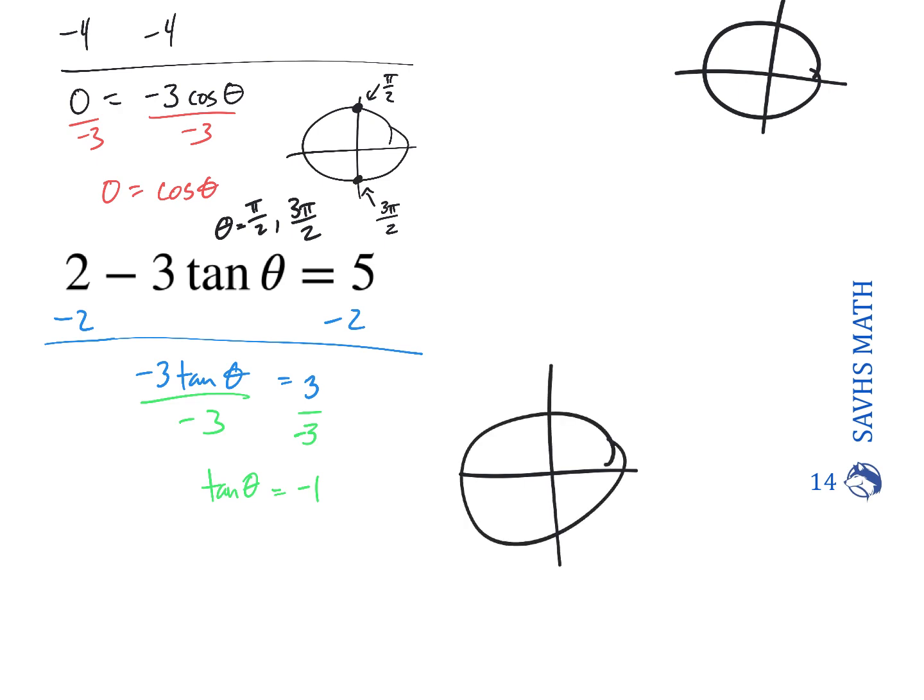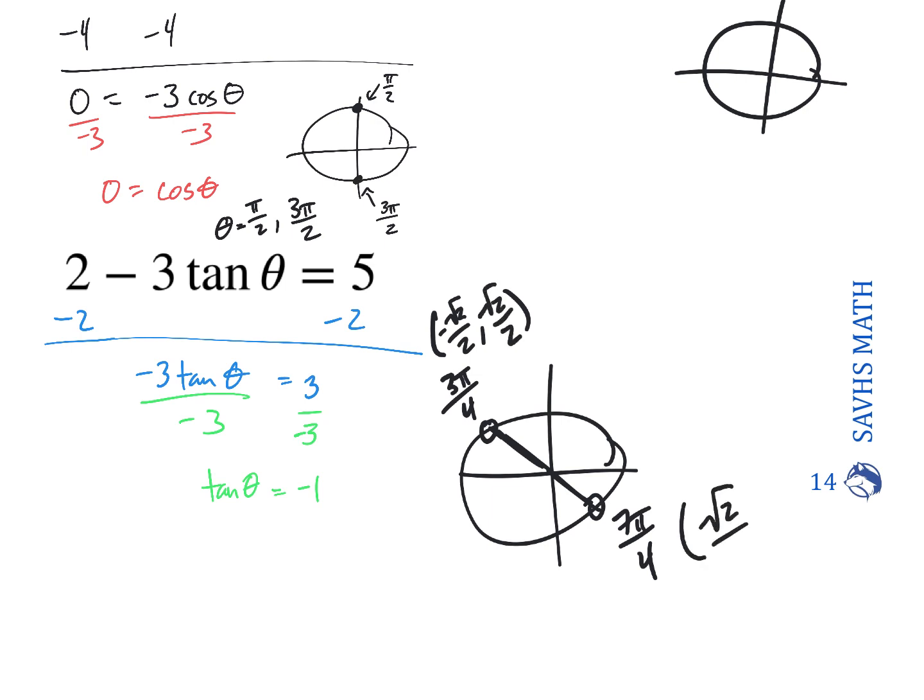Where is the tangent equal to -1? And the two spots that I can think of are here and here, because this is going to be 3 pi over 4, and this is going to be 7 pi over 4. So if you remember back to the coordinates here, this would be -√2 over 2, √2 over 2, and this would be √2 over 2, -√2 over 2.